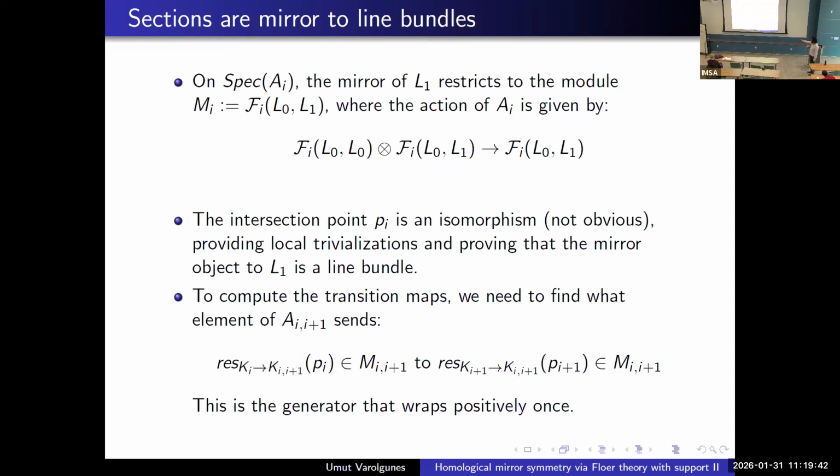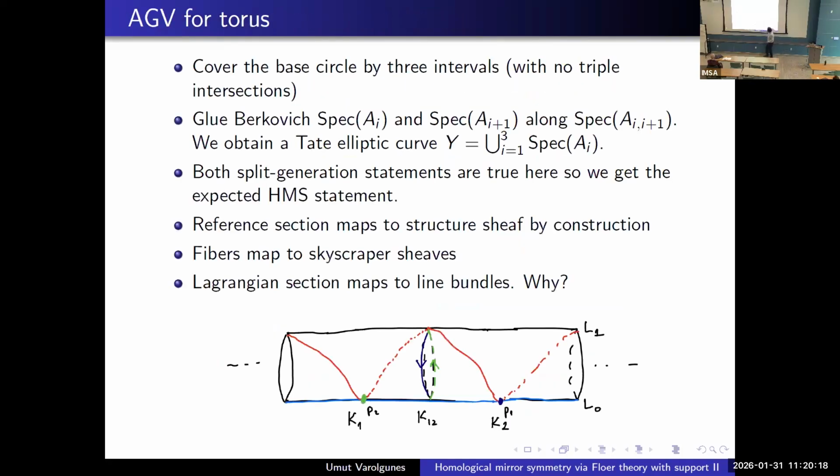So for trivializations, what do you have to do? Well, you have that intersection point p_i. It's an element here, so it has a restriction map to the i plus one version of it. So you have one element coming from p_i here from k_i, and another element coming from k_{i+1}. So you have two elements in the same module, and you have to find which element you have to act by to get from one to the other. That's the transition map, and you can compute it. In this case, the transition map is just given by multiplication with a generator that wraps around once here.